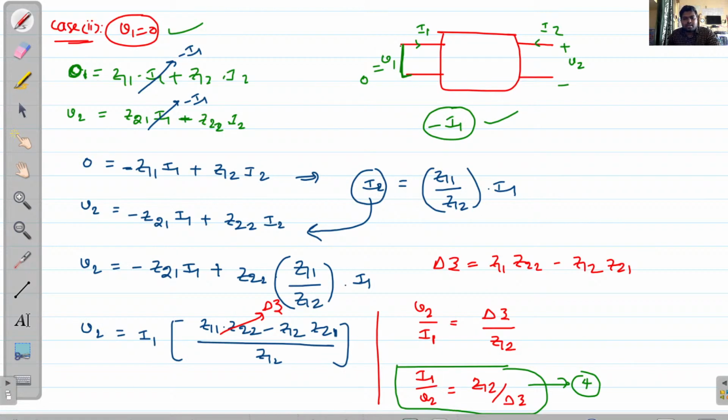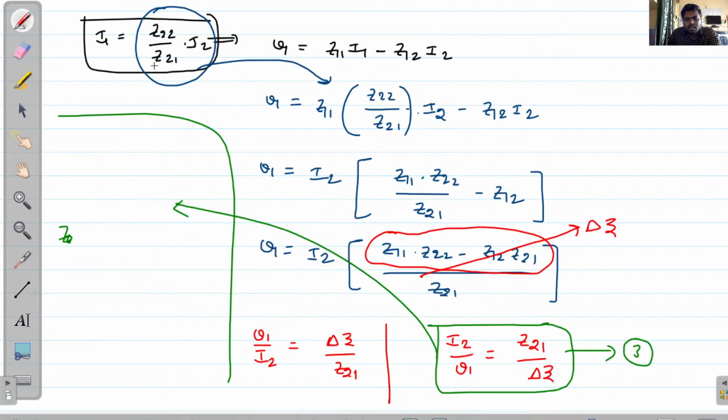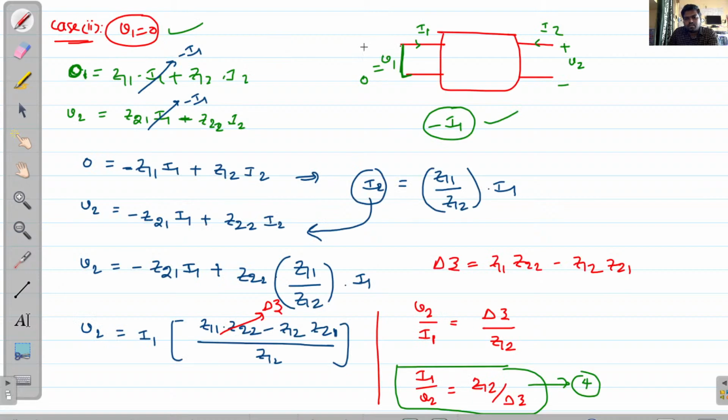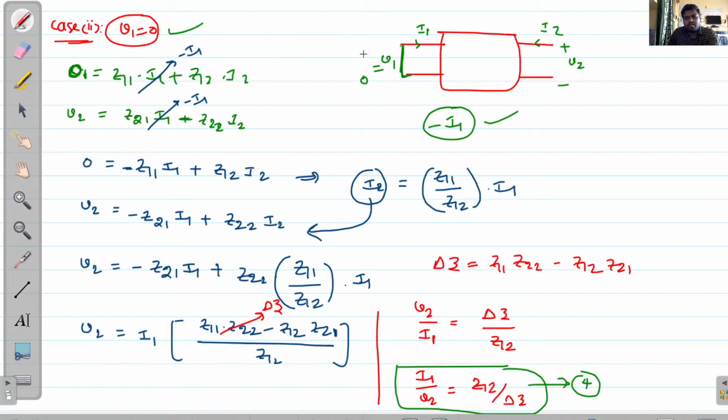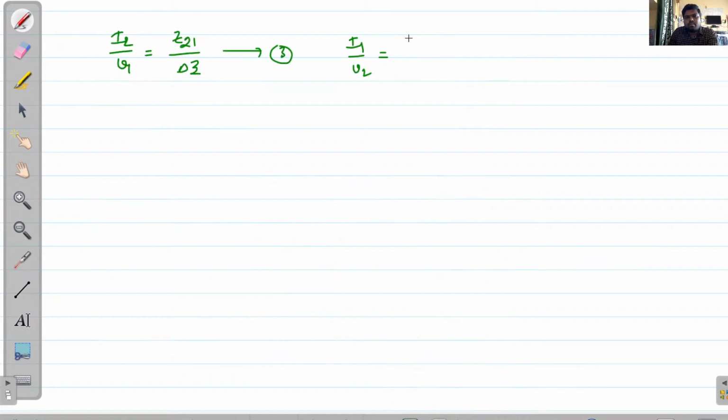So now you can take, wait a second, what is this? I2 by V1 equals Z21 by delta Z. This is equation number 3. Next, the fourth expression, that is I1 by V2, which equals Z12 by delta Z. This is equation number 4, right?